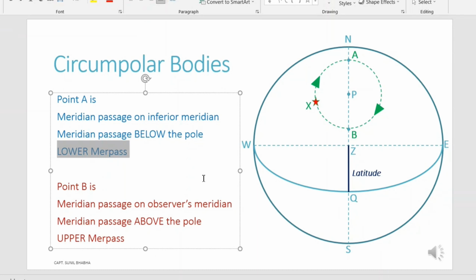Okay, beta, did you understand? Yes, sir. Okay. The point B, when it is on the observer's meridian, is the meridian passage on the observer's meridian. It is called as upper meridian passage. So this is the meaning of upper and lower, which is given in the almanac for the moon. Is it clear, beta? Yes, sir, all clear. Thank you.